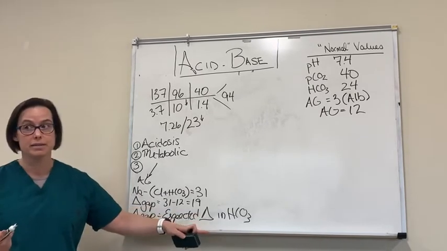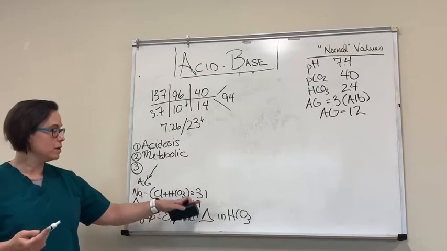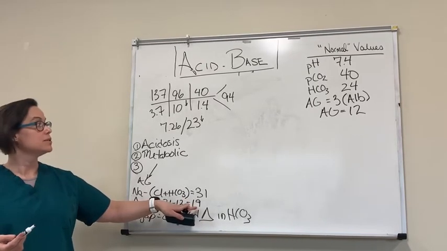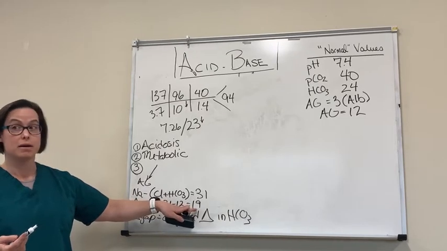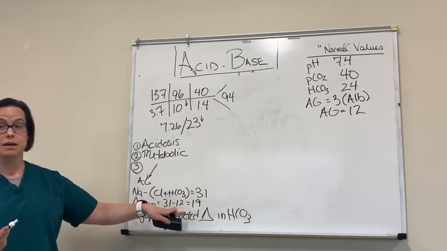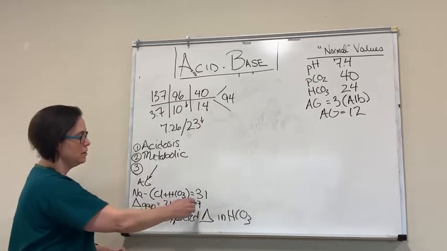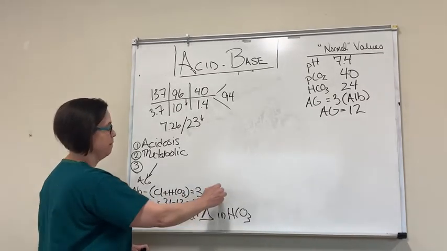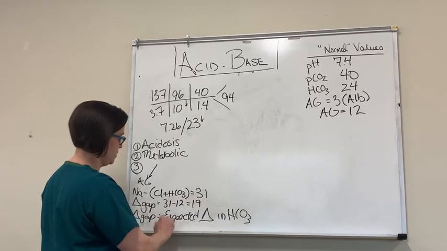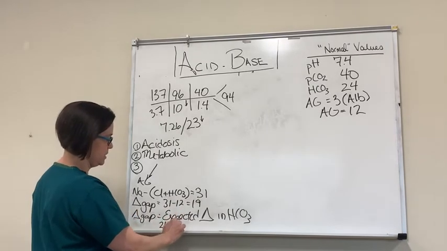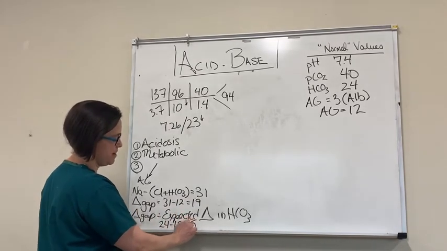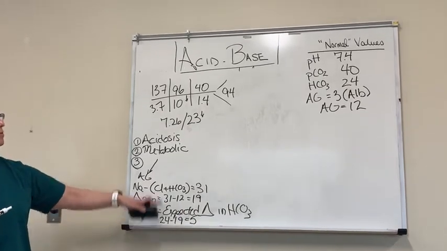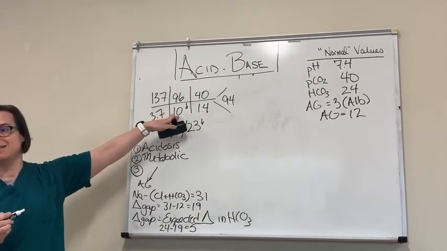So a normal bicarb is 24. Acid makes it go lower. It's expected to go 19 lower. So we expect our bicarb to be 5, right? 24 minus 19? Yeah. So 24 is normal. My expected change is 19, which takes me to 5. Okay. So I expect my bicarb to be 5, but it's actually 10.